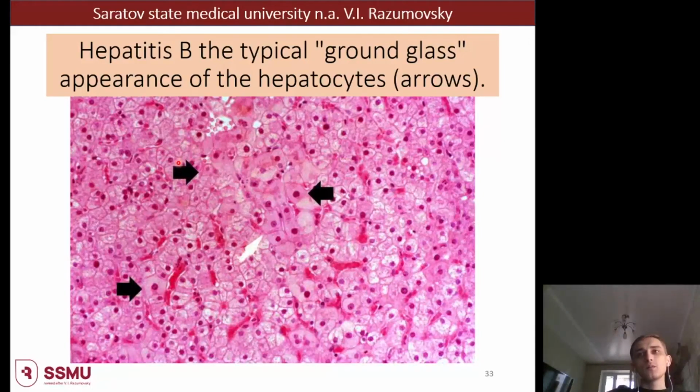A typical microscopic manifestation of viral hepatitis B is formation of the ground glass picture. The ground glass picture develops as a result of two processes. The first is formation of protein degeneration, like cloudy degeneration, and the second is accumulation of virus corpuscles in the cytoplasm of hepatocytes. That's why the cytoplasm of hepatocytes looks like homogeneous pink masses with some special granules.